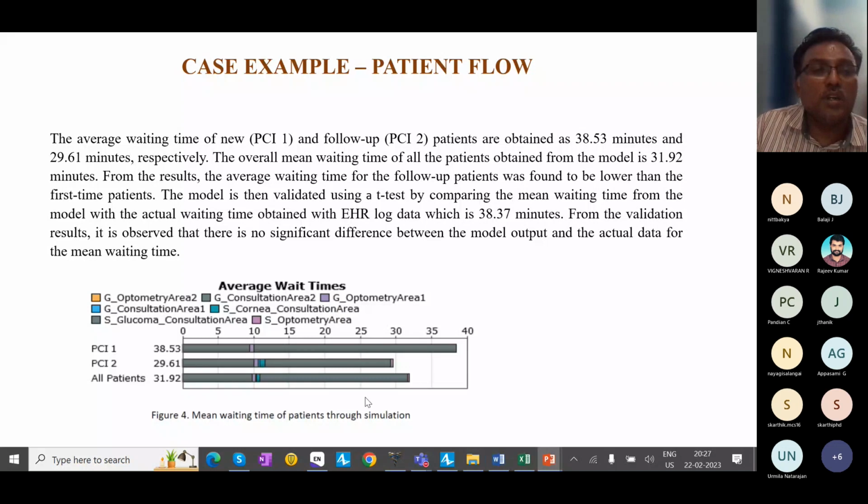And this is actually an outcome of our findings. So here what you need to do is build a simulation model, feed all the input, run the simulation model, get the output, right? And you need to validate your output. What is the average waiting time in your EHR data, and what is the waiting time provided by the simulation model, you can compare. So this PCI is the patient classification index. PCI 1 refers to a new patient and 2 refers to a follow-up patient. So what is the waiting time, right?